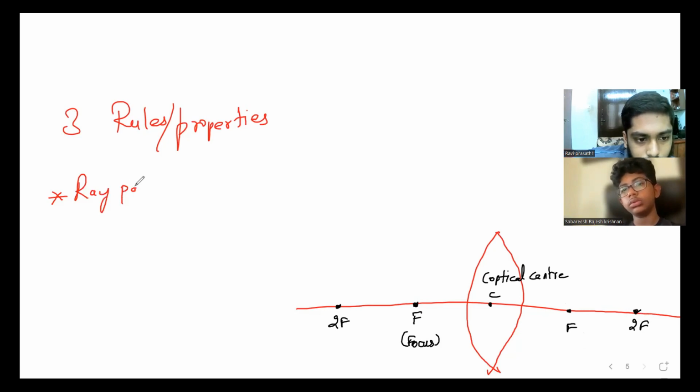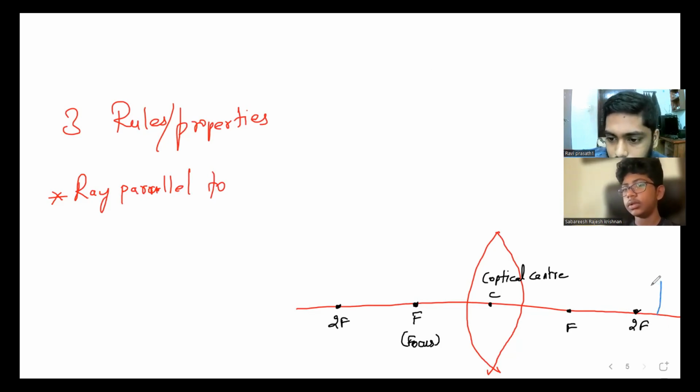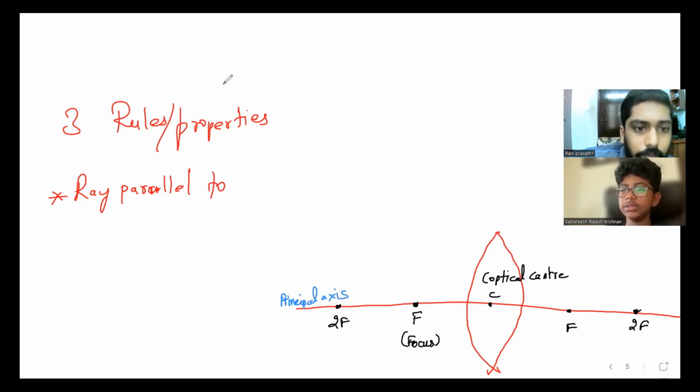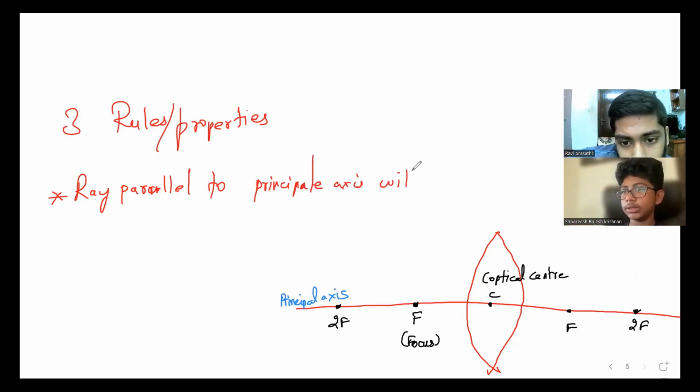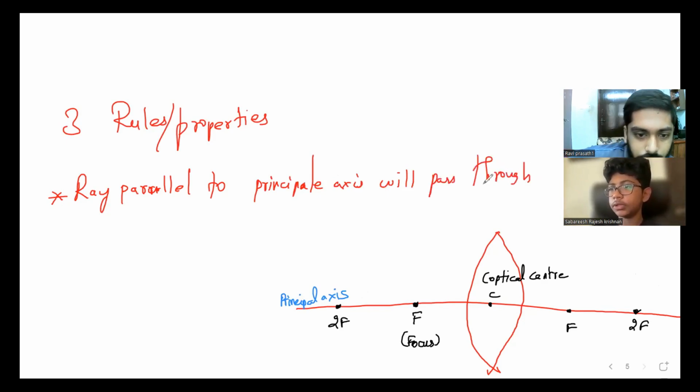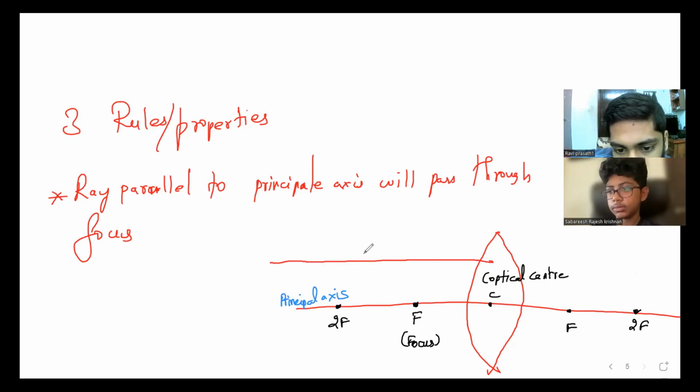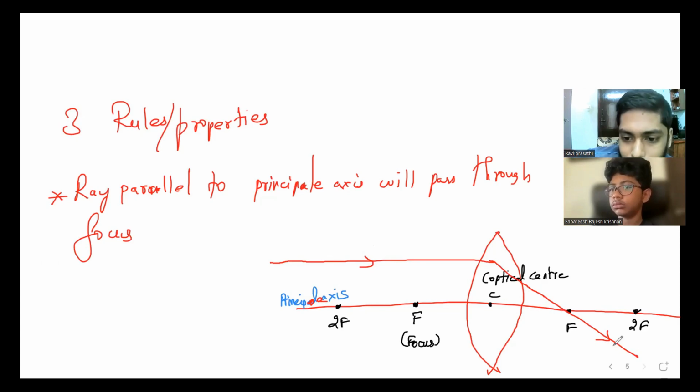So the first rule is a ray parallel to, what is this line called first of all? I forgot to say that. Principal axis. Here, the principal axis. Now a ray parallel to the principal axis will pass through what? The focus, on the other side of the lens. Assume that a ray which is parallel to the principal axis over here will surely pass through the focus on the other side.